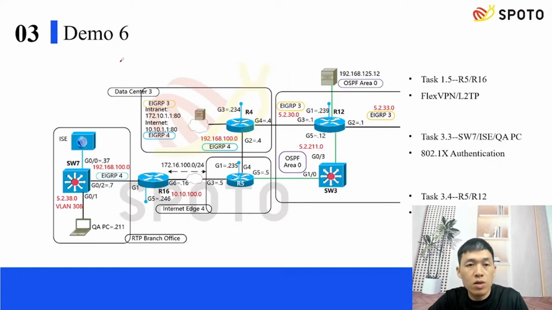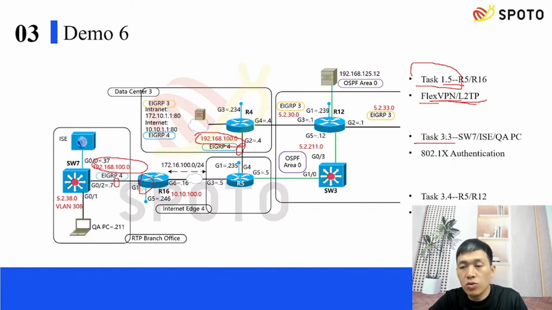And now let's look at demo 6. Demo 6 is for task 1.5, which is about flex virtual private network using L2TP protocol, to expand the networks behind router 16 and router 5, this next subnet.